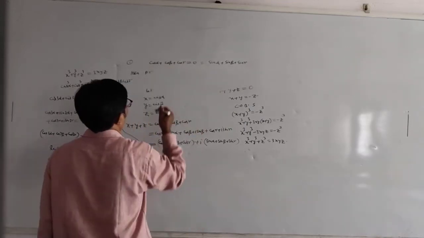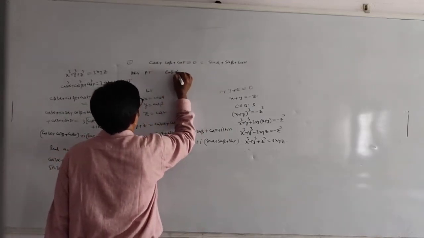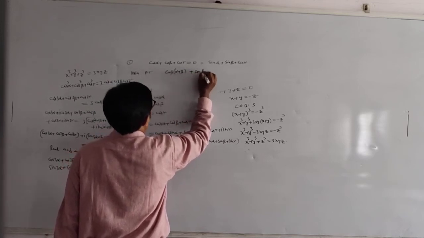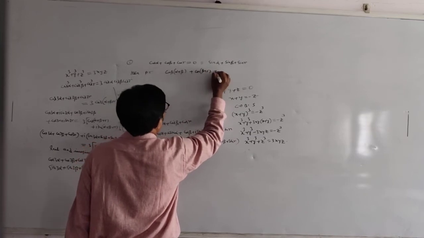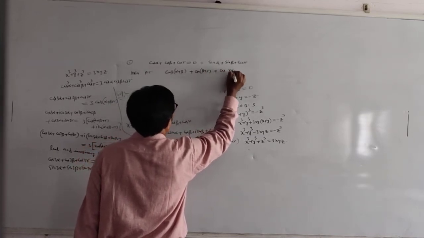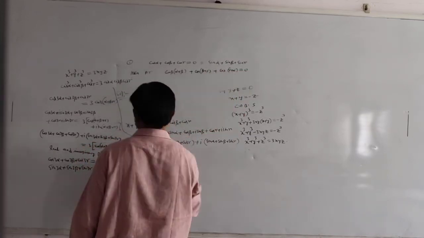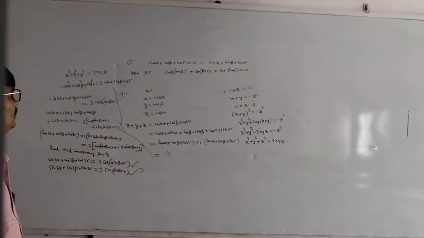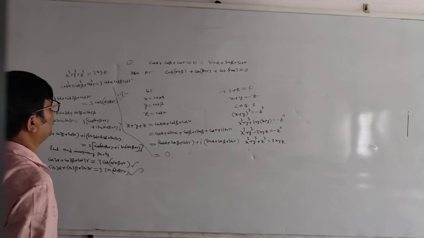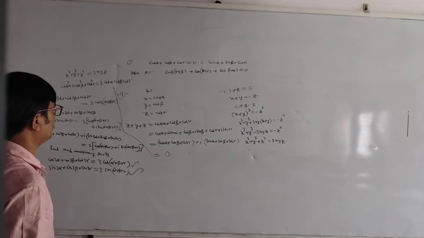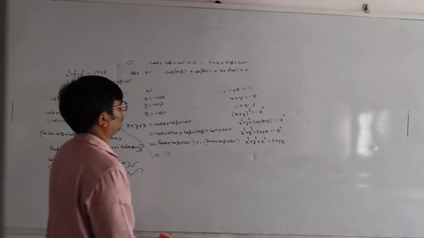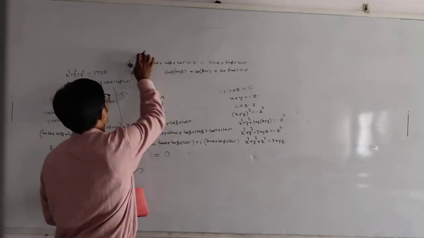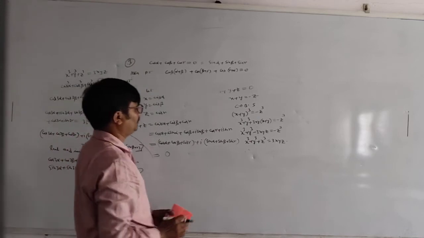And another part is there, students: cos(alpha plus beta) plus cos(beta plus gamma) plus cos(gamma plus alpha) equal to 0. What is this, students? Cos(alpha plus beta), cos(beta plus gamma), cos(gamma plus alpha) equal to 0. This is the third one. So how to prove this third one?